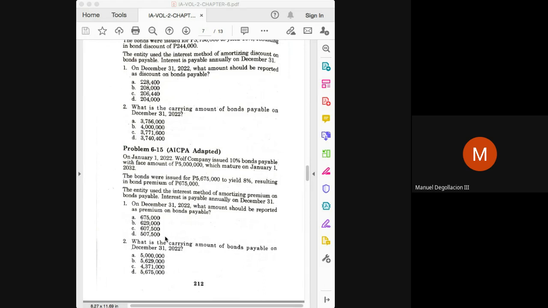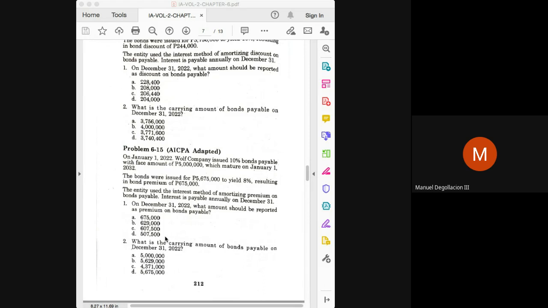Okay, very similar to problem 6-14 with the primary difference in that this problem involves a premium. The first question is what amount should be reported as premium on bonds payable? Again, just like in the previous problem, we can answer this one by first determining the initial balance of the premium. And again, it is already stated in the problem. The initial balance of our bond premium would be 675,000. The question is, how much would it be after 1 year? Okay, it will be decreased by whatever is the amortization on the said premium.